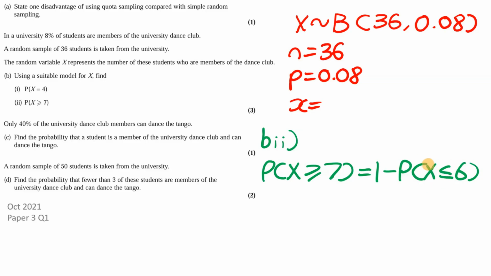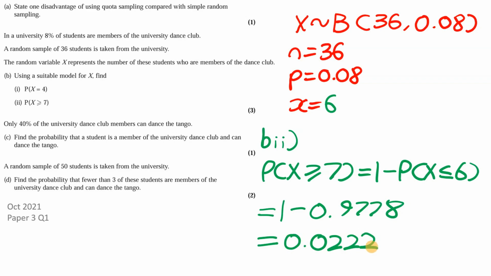Okay, so we can put this into our calculator, use the binomial CD mode this time because we have this inequality here. So n is equal to 36, p is equal to 0.08, and x is equal to 6. So this is going to be 1 minus, and if you put this into your calculator, this is equal to 0.9778, and then 1 minus that is equal to 0.0222. So this is the probability that x is bigger than or equal to 7.